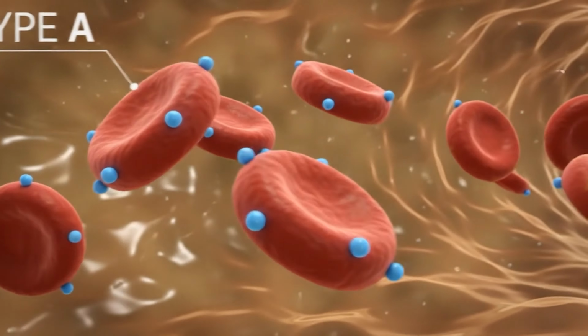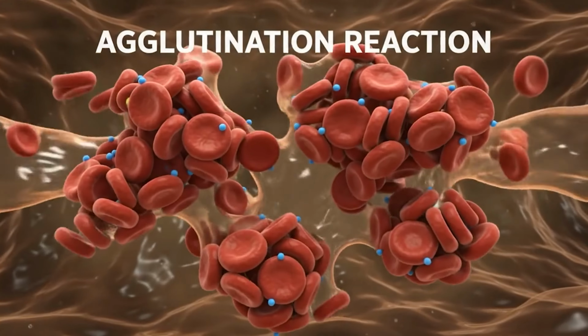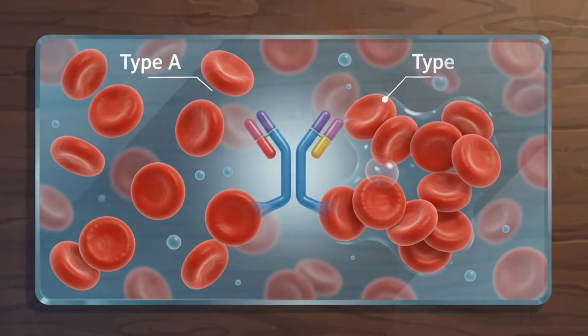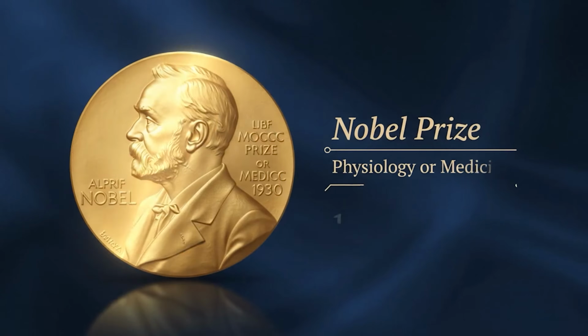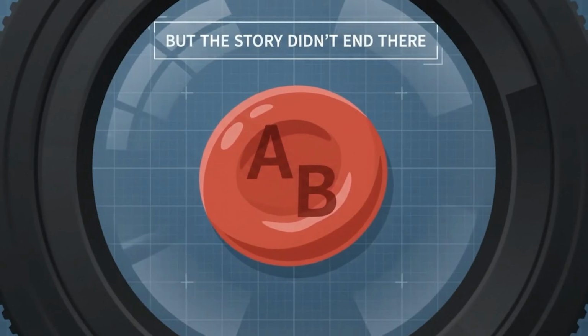Suddenly, doctors had a scientific explanation for why some blood transfusions were compatible and others were dangerous. Landsteiner later received the Nobel Prize in Physiology or Medicine in 1930 for his work on human blood groups. But the story didn't end there.